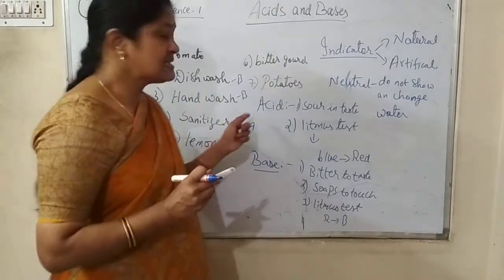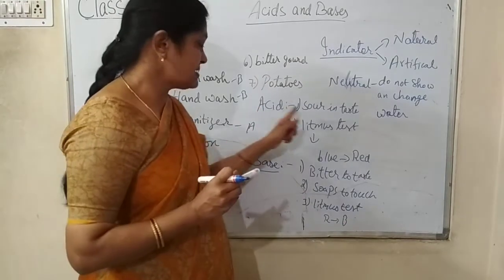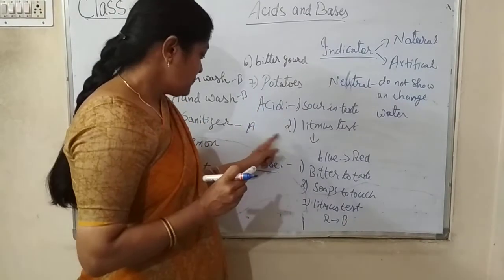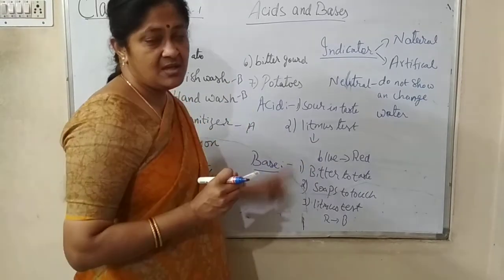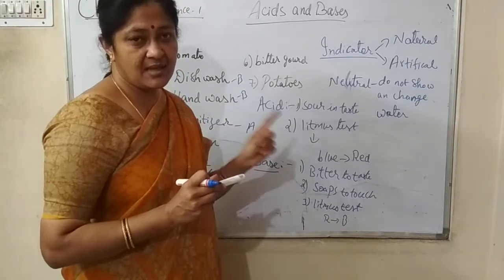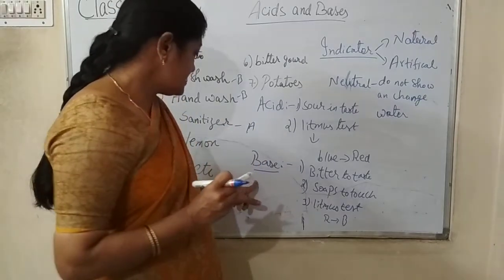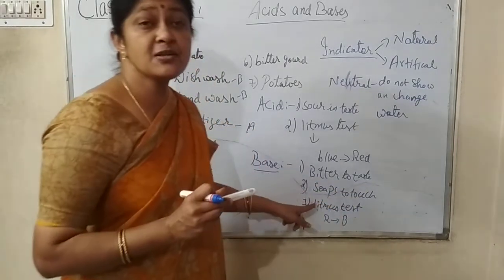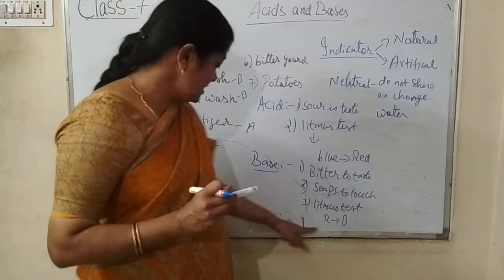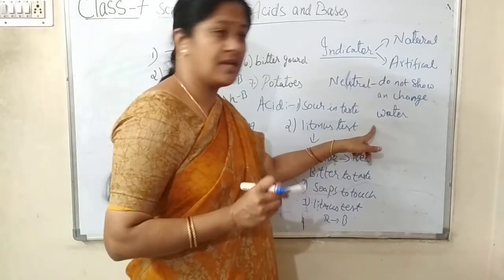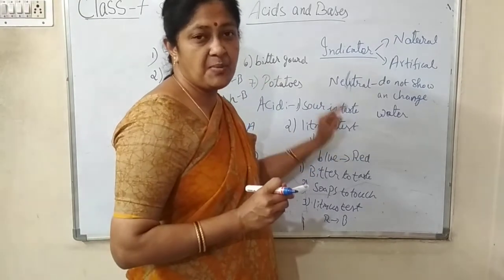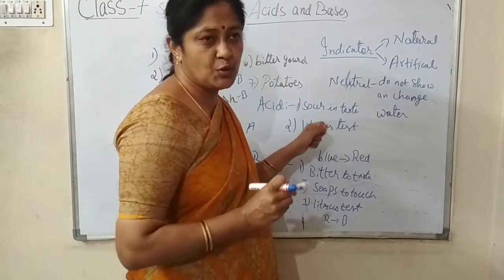They are called neutral substances. So what are acids? Acids are the substances which are sour in taste. They turn blue litmus to red. And you should not touch them. These chemicals should not be touched or tasted. Now bases are bitter in taste and soapy to touch, and they turn red litmus to blue. And neutral substances do not show any kind of change in color. Red remains red and blue litmus remains blue itself.